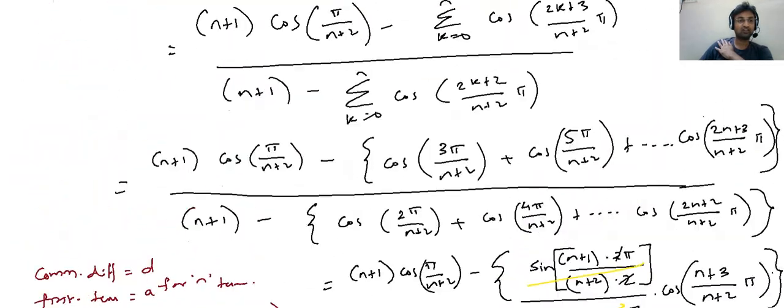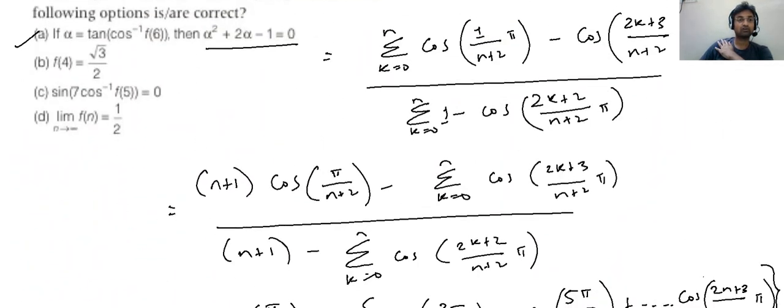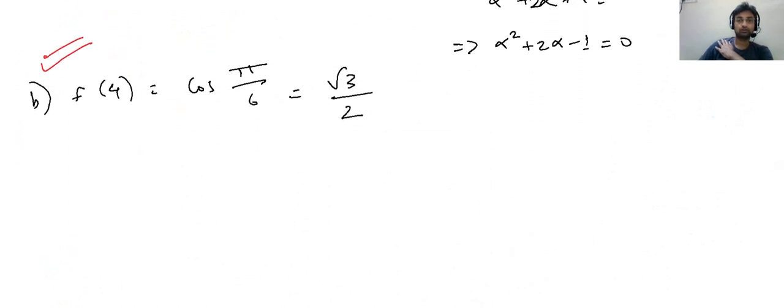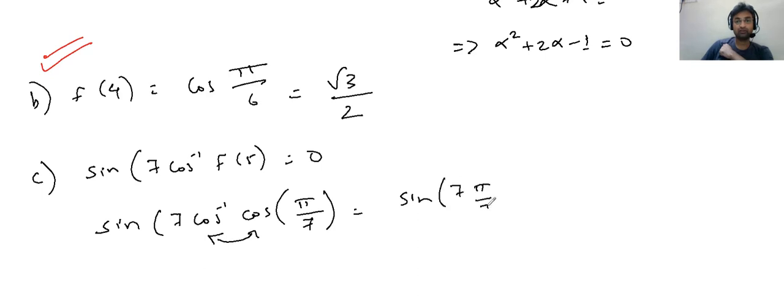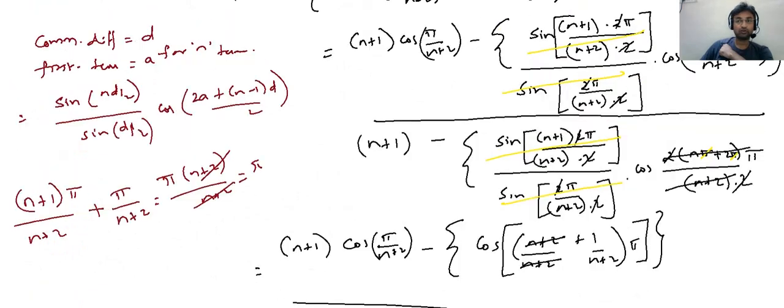For option C, it is given that sine of 7 cos inverse f of 5 equals 0. Let's see what it is. Sine of 7 cos inverse cos of pi by n plus 2, which is 7. Again this thing will kill each other. It's going to become sine of 7 pi by 7, or sine of pi, that is sine 180 degree, equal to 0. This is also absolutely correct. It seems all the options are correct.